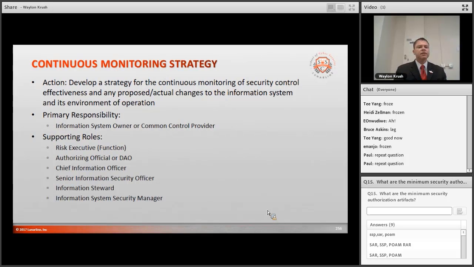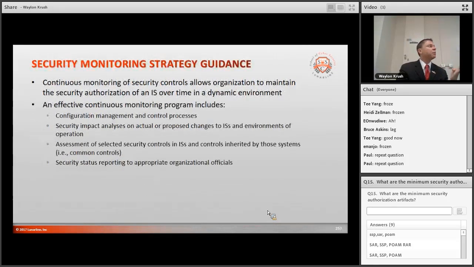All right, so we develop a strategy. The primary responsibility is the information system owner or the common control provider. Really, it's the same thing. If you're a common control provider, you're an owner of a control or multiple controls that you have to make sure is tested on an ongoing basis, it's validated, and you update the controls, the requirements of inheriting that control, etc. We have supporting roles: risk executive, AO, CIO, SIO, CISO, information steward, and the information system security manager.